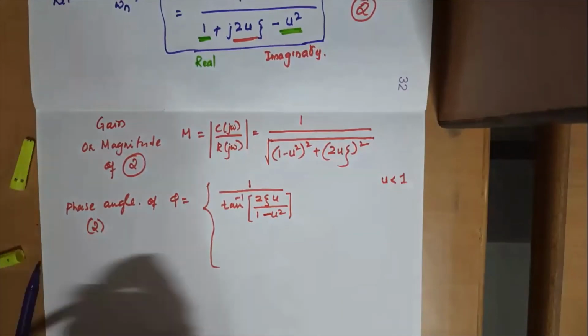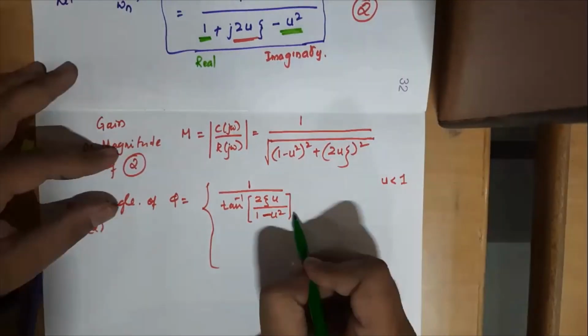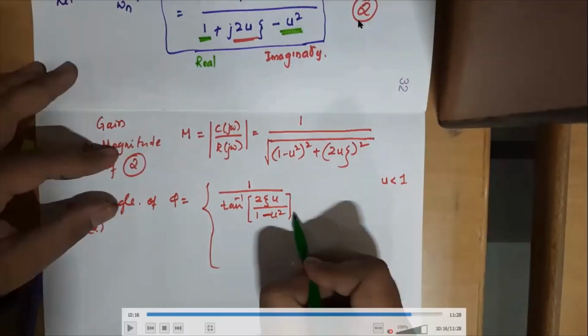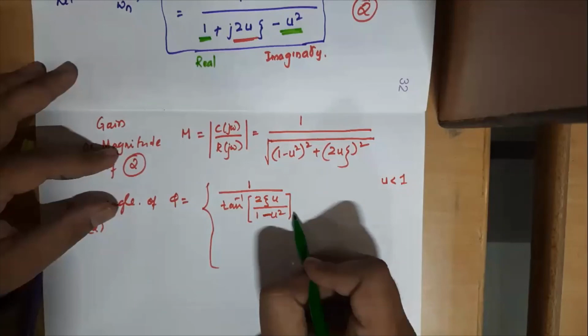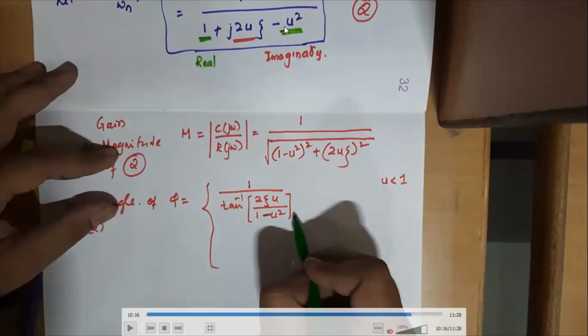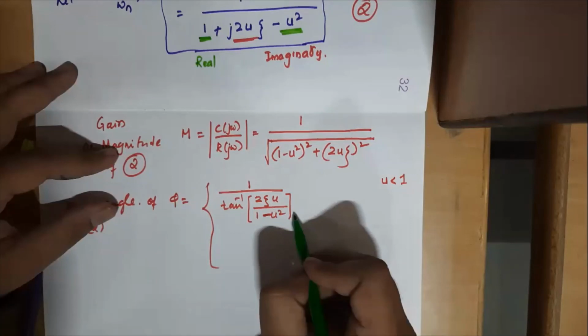Okay, so phase angle has a condition here. For the denominator, we can write tan inverse of 2 zeta u, the imaginary term, divided by the real term, 1 minus u square. So this expression is valid only when 1 minus u square is positive, which means the real part is lying on the real axis. And imaginary is assumed to be positive because of 2 zeta u.